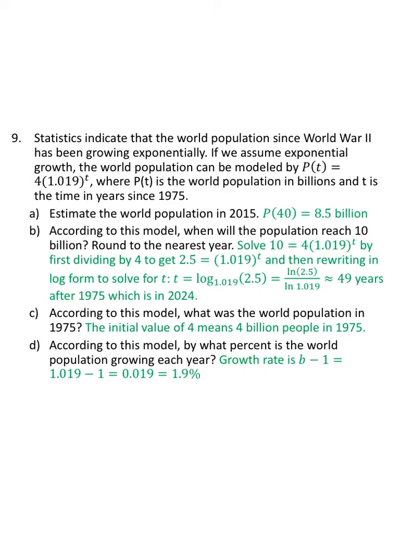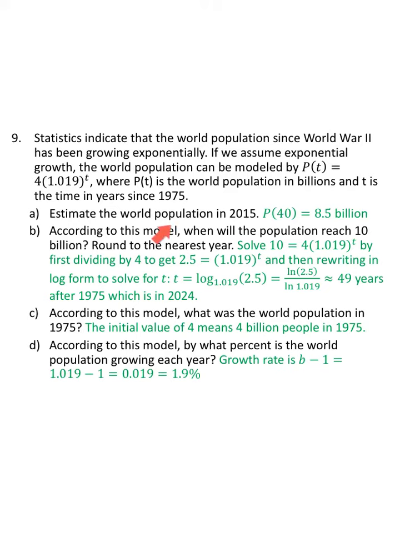Statistics indicate that the world population since World War II has been growing exponentially. If we assume exponential growth, the world population can be modeled by this equation. So P of t equals 4 times 1.019 to the t power, where P of t is the world population in billions, and t is the time in years since 1975. Now, remember, models of real-world situations are not necessarily accurate for an extended period of time. They have differences here and there, but we're going to go with this model.